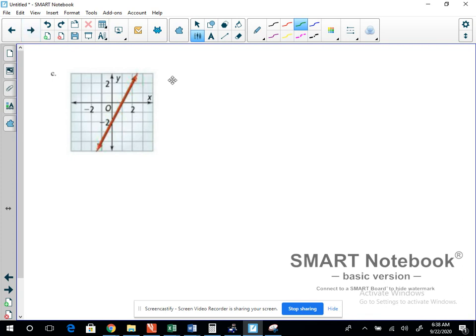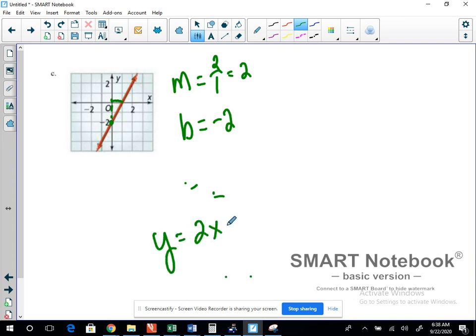All right, see if you can try it. Pause it if needed. B is negative 2. From here we go up 2 over 1. Y is 2x minus 2.